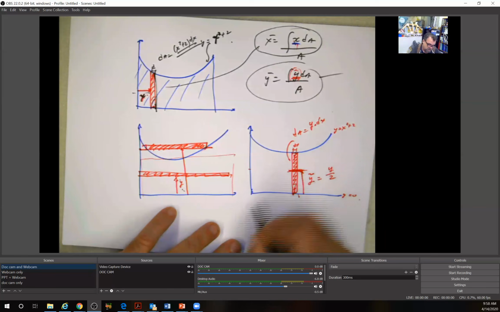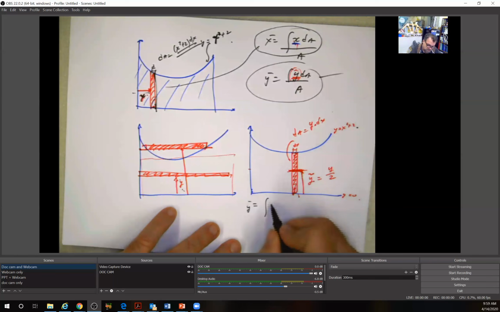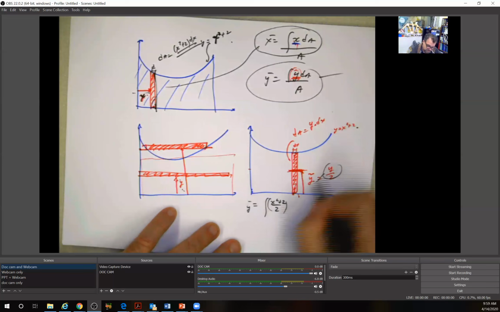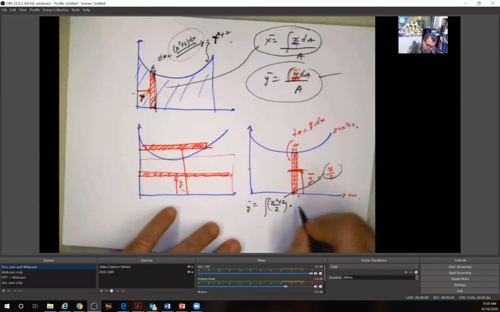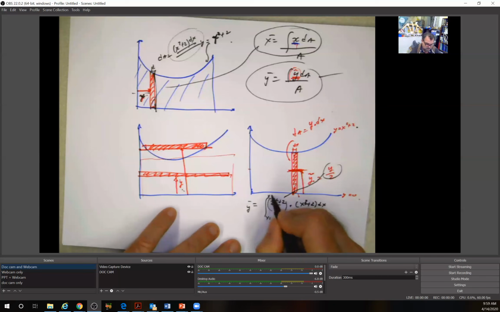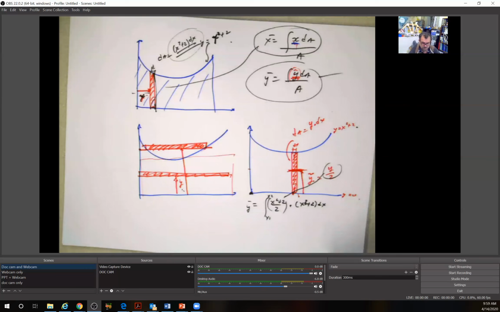And when you do that, y bar is going to be the integral of y divided by 2. But what is y? It's going to be x squared plus 2 divided by 2, times dA. And dA, you use the same dA that you used before, x squared plus 2 dx. Then you put the limits in the x direction, x1 and x2, which in this case will be 0 and whatever the other limit is.